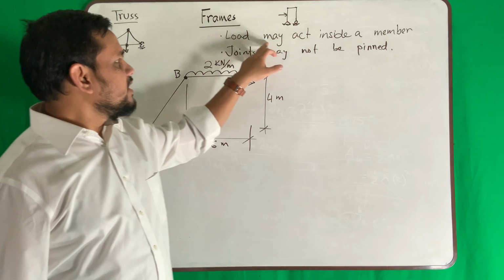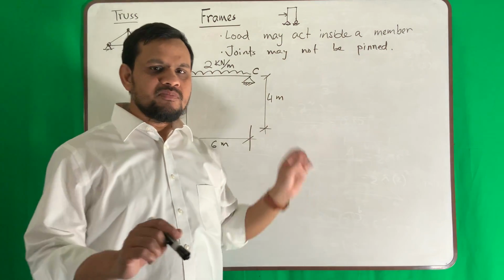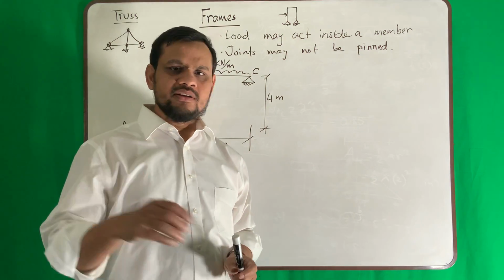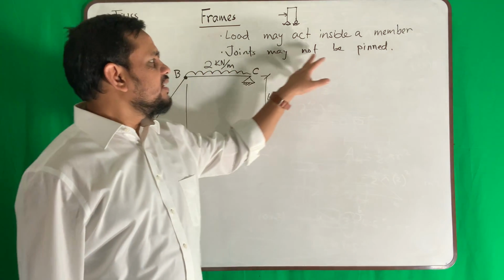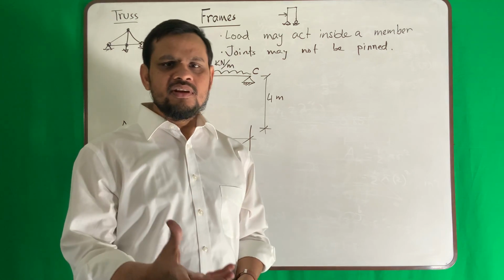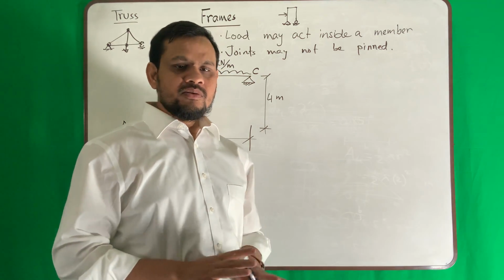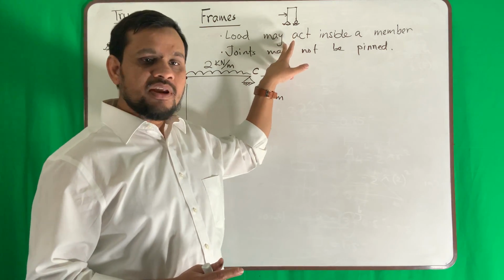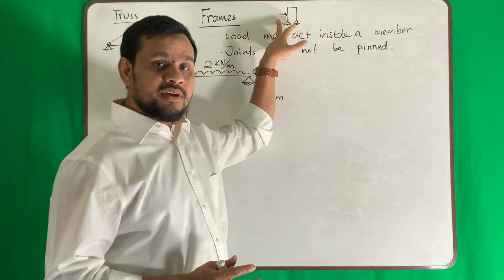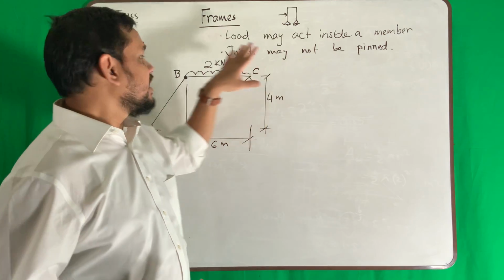That means load may act inside a member. A load can be acted anywhere: inside a member, in the joint, both. And joints may not be pinned. Joints may be pinned, may not be pinned. So if any of these conditions apply, then it will be frame. If none of these apply, then that will be truss.